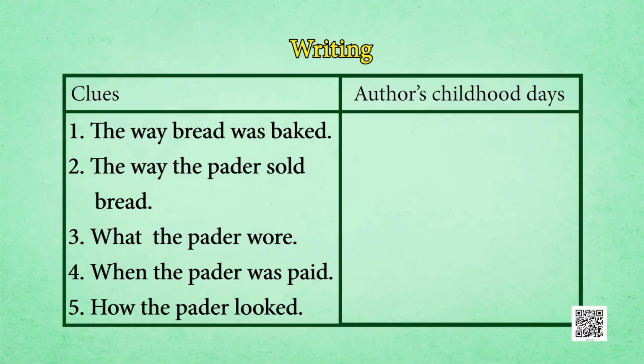How did the baker look? Poor, rich, or how? The baker used to look rich because of his prosperous and plump physique and the lot of money he made. Yes, fine, sir. All right. This is the brainstorming of the childhood days of the author. Now, from there we will move on to writing.